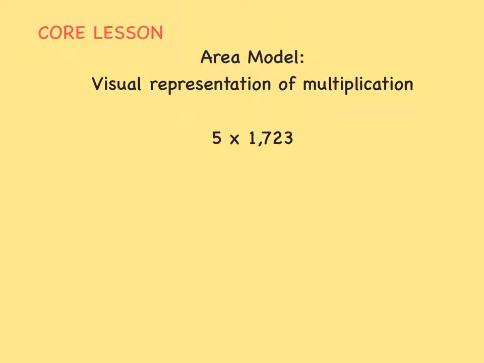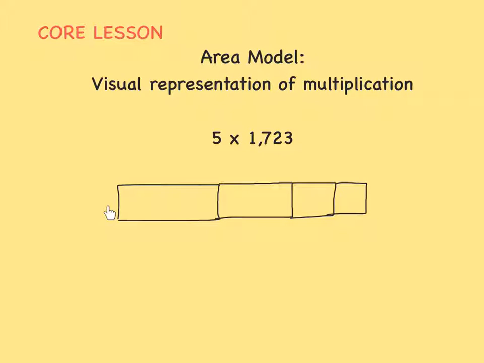So let's solve 5 times 1,723 using area model. The 5 is 1 digit, 1,723 is 4 digits, so I'll make it 1 row with 4 columns. Here's my picture. It's 1 row across with 4 different columns. I'll show you why they're different sizes in a second. I want to multiply 5, so I'm going to write a 5 over here, times 1,723. So I'm going to write that in expanded form across the top.